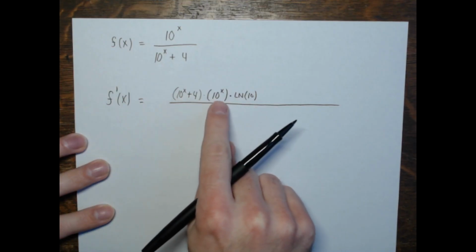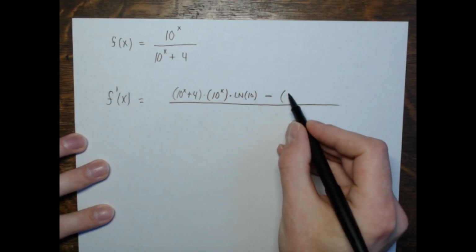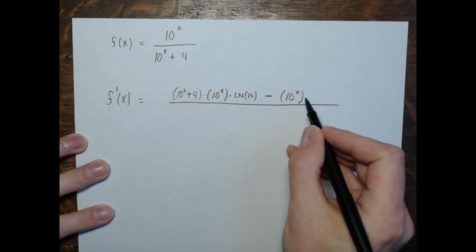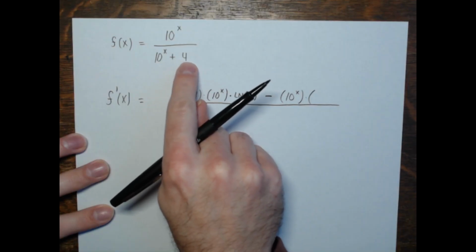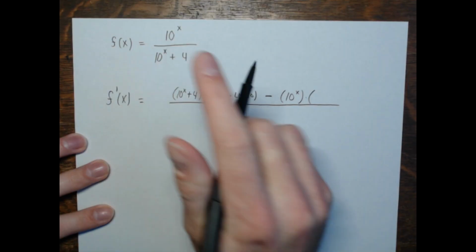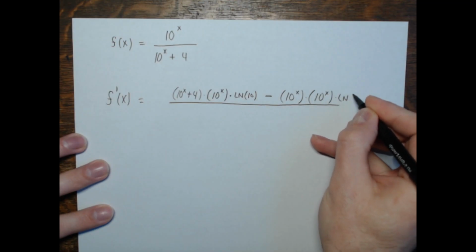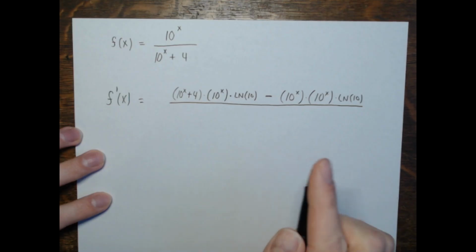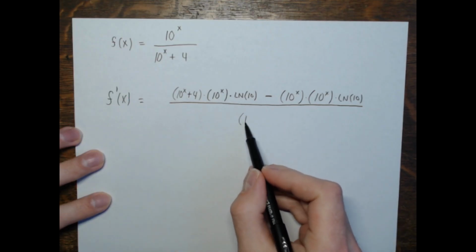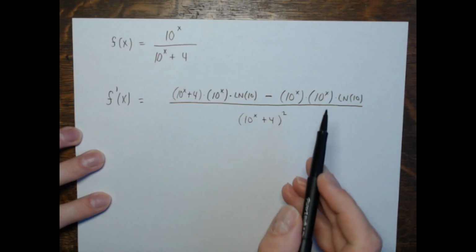So there's the denominator times the derivative of the numerator, then minus the numerator times the derivative of the denominator would be the same thing, right? Plus 4 would have a derivative of 0, so it's just 10 to the x times that natural log of the base again, natural log of 10. And then all that divided by the denominator, 10 to the x plus 4 squared.